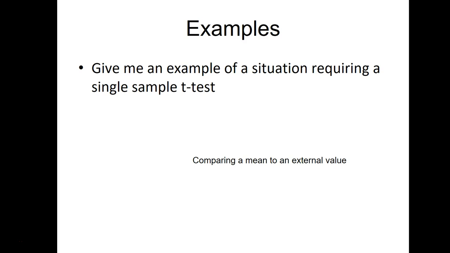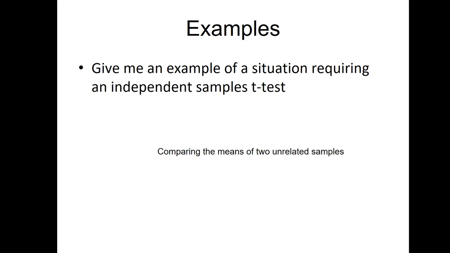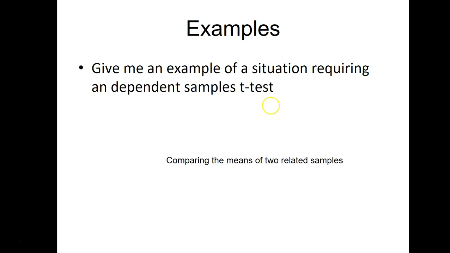Average IQ. I've got 25 kids. I compute their IQ. Well, is it statistically the same as 100? An example of a situation requiring an independent samples t-test: maybe I'm comparing the average mark of the stats class in the morning to the average mark of a stats class at night. Two different sets of students, but doing similar work. Or in the dependent samples example, I'm comparing your midterm mark with your final mark, because you're being tested twice. Those are related.